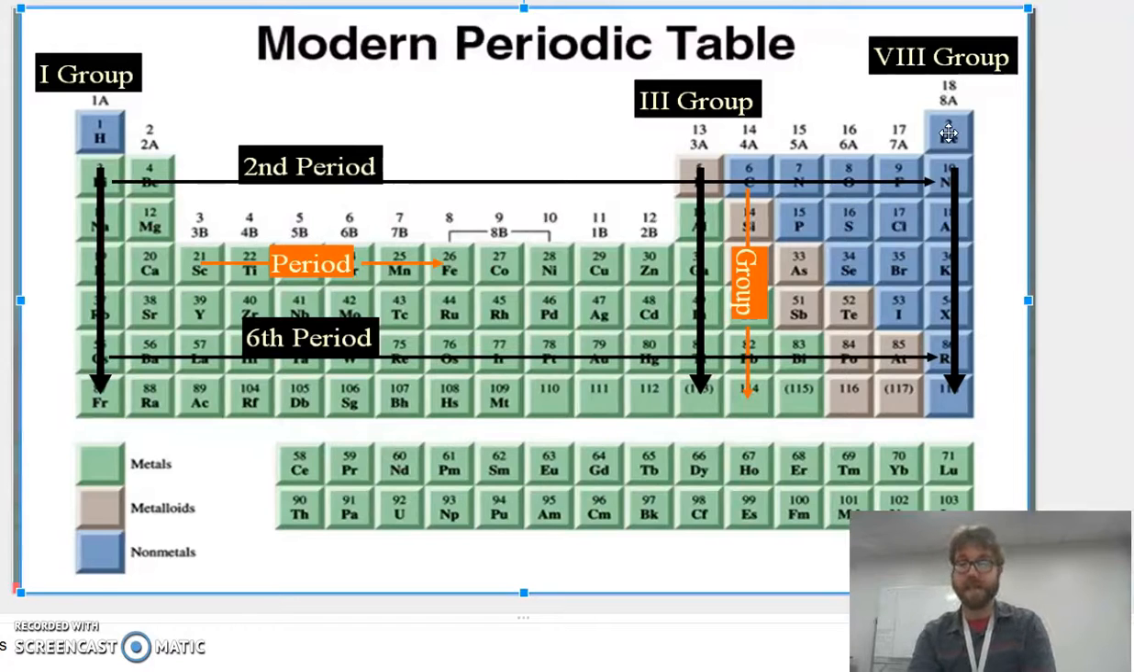Speaking of shells, let's think about what periods do for us. Periods tell us how many shells each atom has. So, for example, if you're in period 1 or row 1, you have 1 shell. If you are in period 2, you have 2 shells. If you are in period 3, you have 3 shells. So, for example, sulfur. Sulfur here has 3 shells, and its outside shell has 6 electrons because it's in group 6. So knowing rows and periods will help you out a lot when you need to draw these atoms.